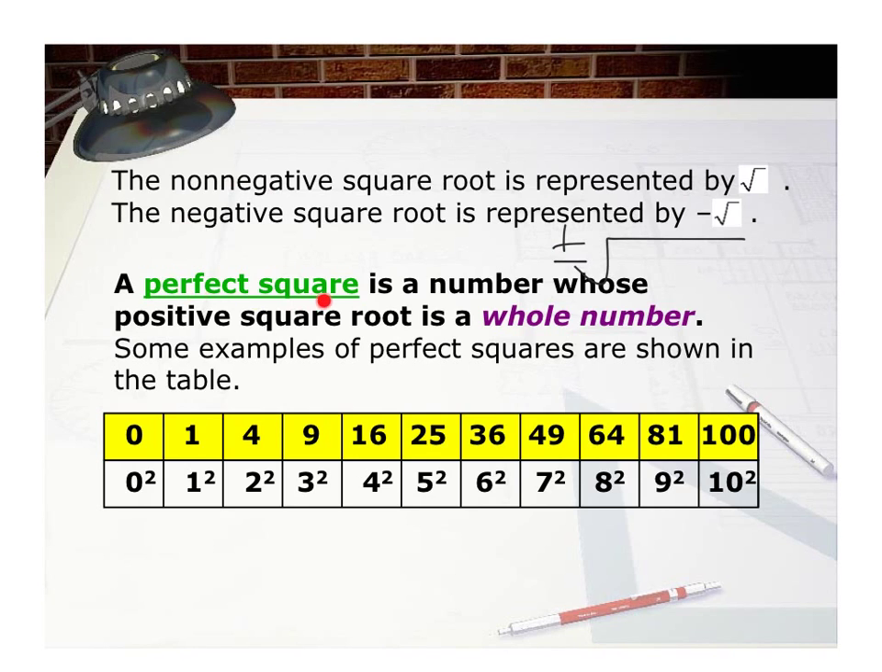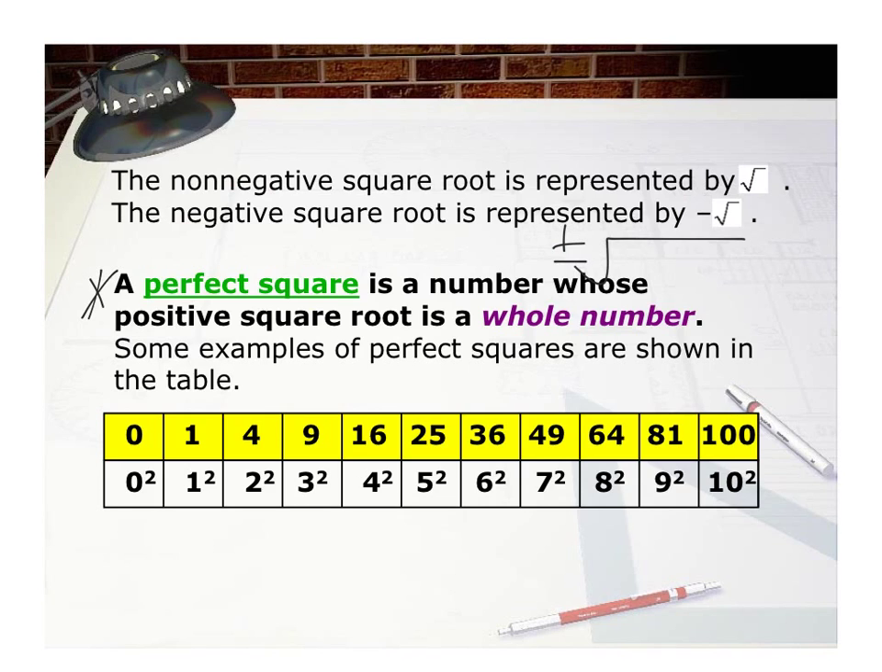A perfect square is a number whose positive square root is a whole number, so you want to make sure you get that down. Some examples of perfect squares are shown in the table. So we have 0 squared, 1 squared, 2 squared, 3 squared, all the way up to 10 squared. I think that it's beneficial to memorize your perfect squares all the way up to 15 squared if you can, just because they help you with factoring later on this year.